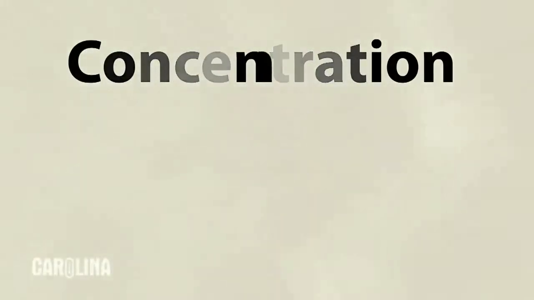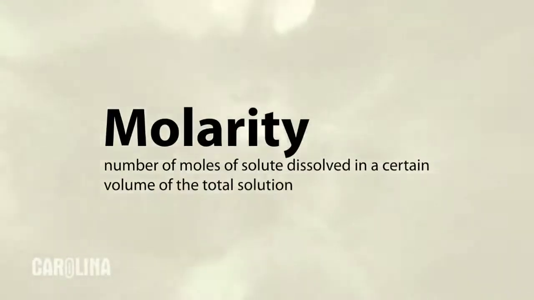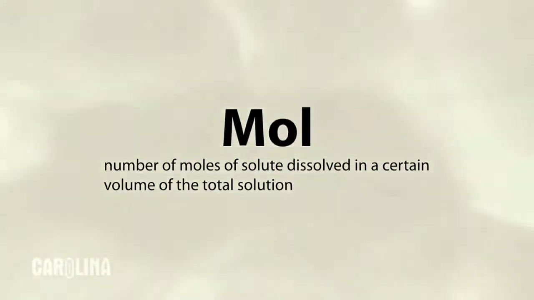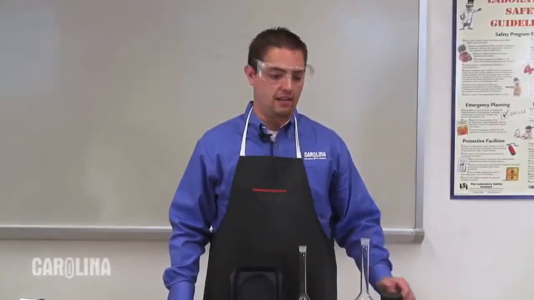The most common unit for concentration in chemistry is molarity, abbreviated capital M, which indicates the number of moles of solute dissolved in a certain volume of the total solution. This gives molarity derived units of moles per liter. It is very important to note that this is a volume of solution, not the volume of solvent. Today, we will be preparing 500 milliliters of a 0.25 molar sodium chloride solution.